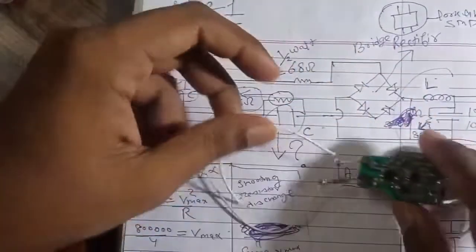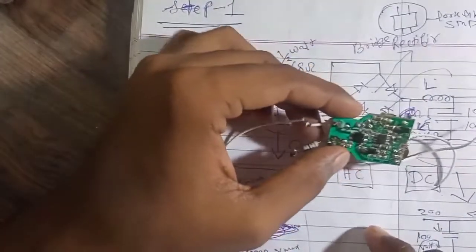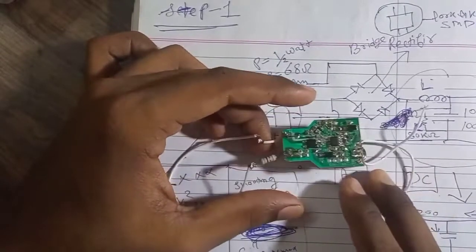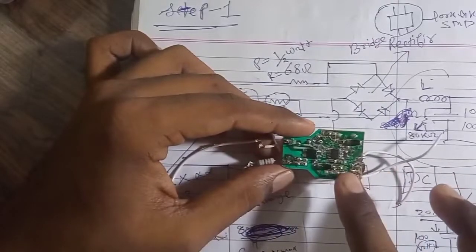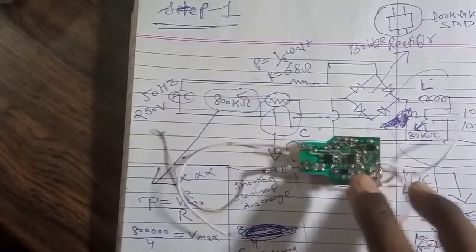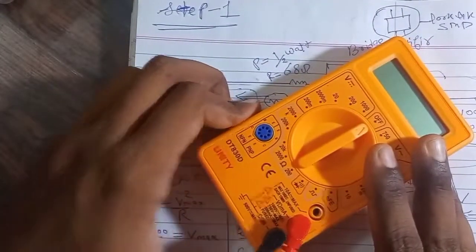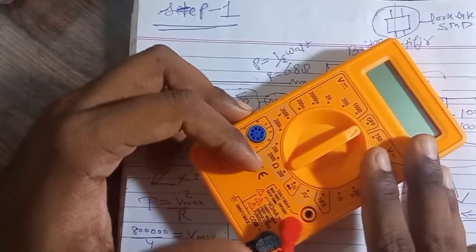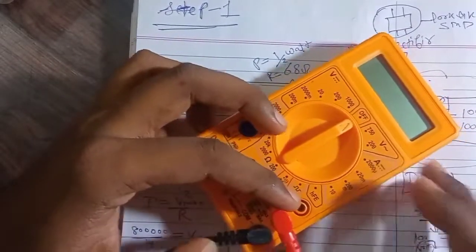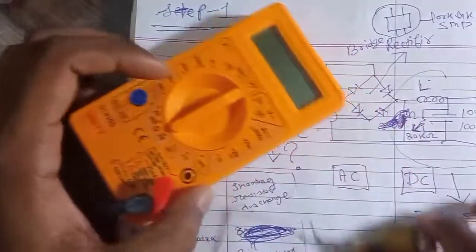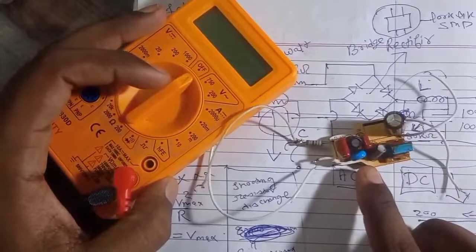So this is our main concern. As you can see, this is a circuit. Whenever your LED bulb is damaged, you have to open it and first check all the components attached in the circuit with a multimeter. If you don't know how to check, comment on this video and I will show you. After checking with the multimeter, you can see which component is damaged.